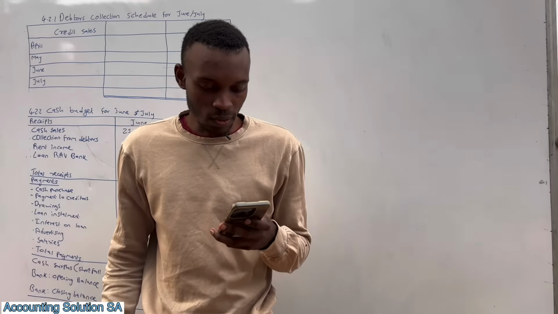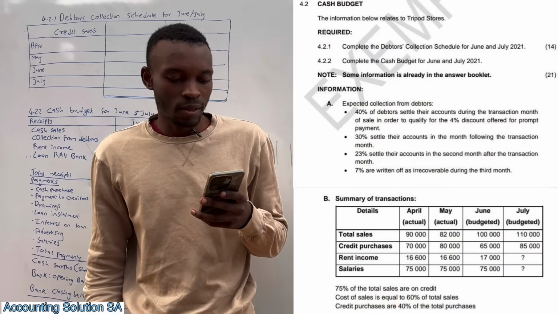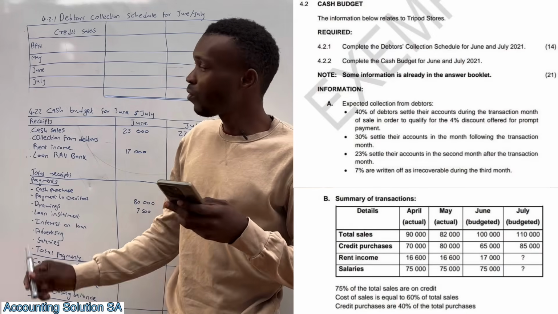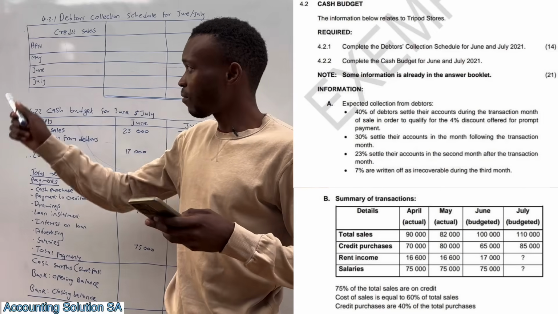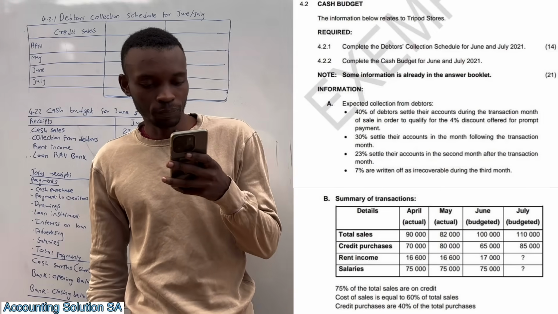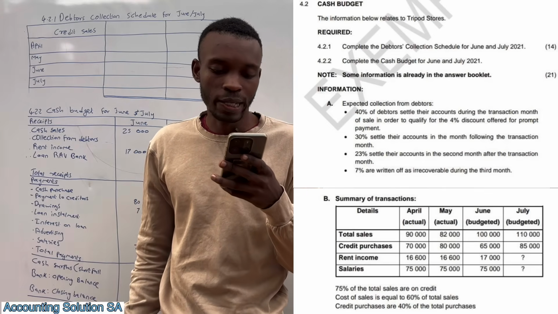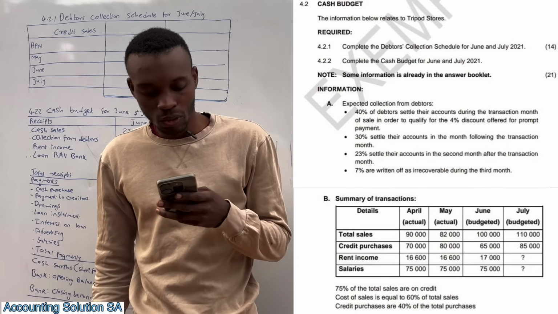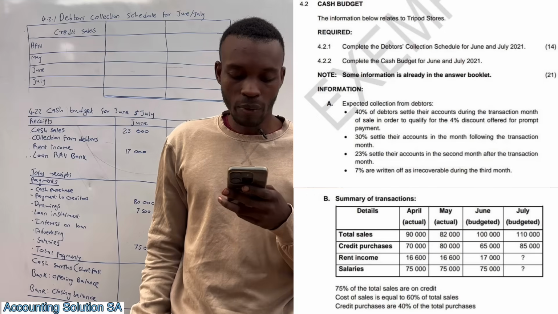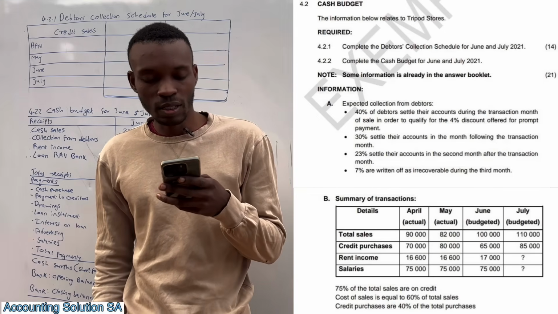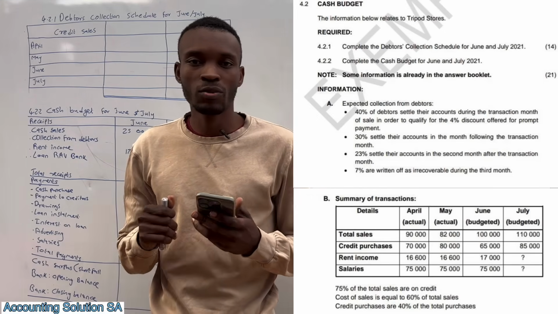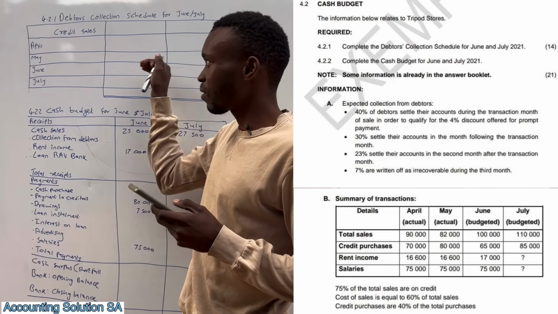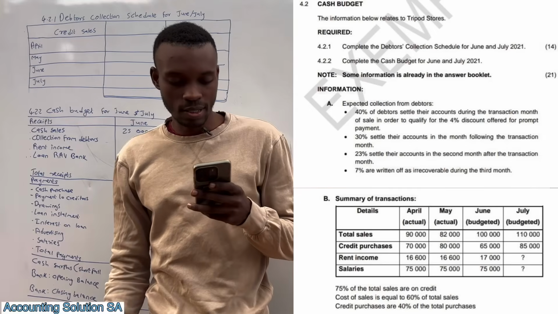Okay, let's look at the question paper that we have. Required number 1: complete the debtors collection schedule, 14 marks. We are starting everything from scratch. Number 2: complete a cash budget for June 2021. Okay, so information number 1, we are given the expected collection from debtors. However, you know that when we prepare collection from debtors, we must first calculate our credit sales.